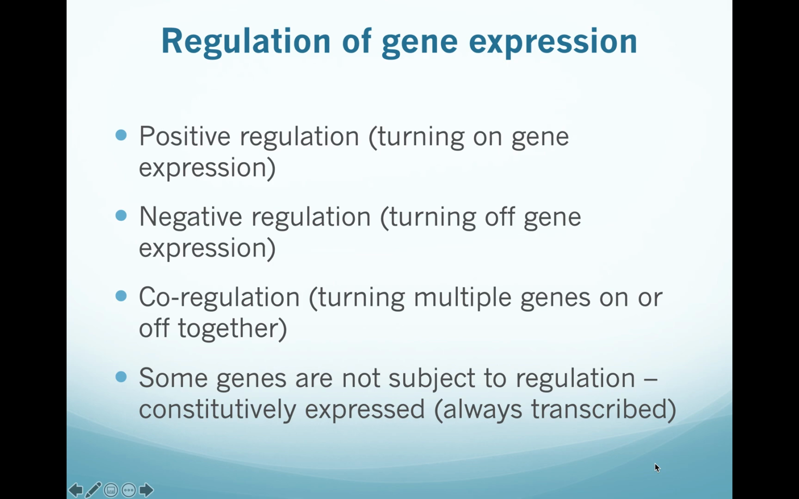Now, a rough outlook on the regulation of gene expression, regardless of whether it's in eukaryote or prokaryote. There is always positive regulation and there is also negative regulation. Positive meaning turning on gene expression, and of course negative would be the opposite, turning off gene expression. Apart from positive and negative regulation, we also have co-regulation. The name co- suggests that you could turn multiple genes on or off together, so you could control more than one at the same time. And apart from all these 3, some genes are actually not subjected to regulation at all. They are called constitutive genes, which are always transcribed.